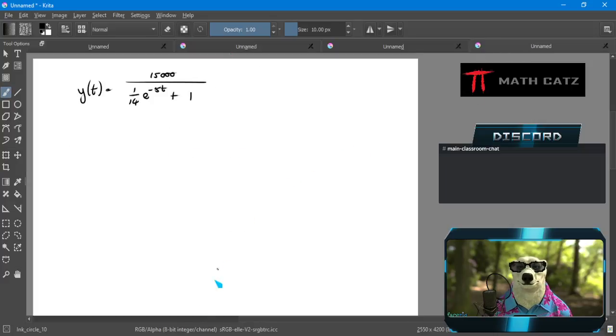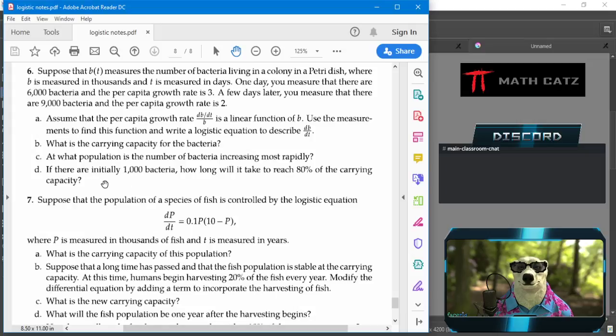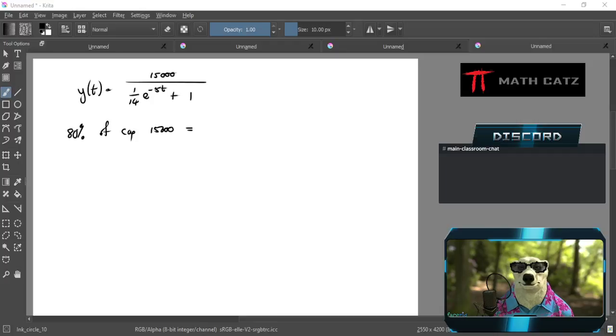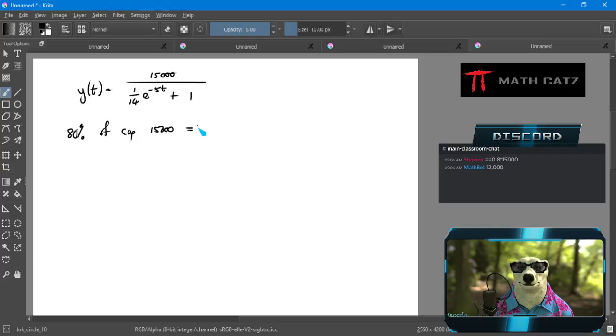You can use that, or we can stick to this question asking, how long will it take to reach 80% of the carrying capacity? So 80% of the capacity, which is 15,000. Let's calculate it so we have something to show in the chat box, but of course, you can do it in your head as well. 0.8 times 15,000, just so MathBot has something to do. And we have a target of 12,000.